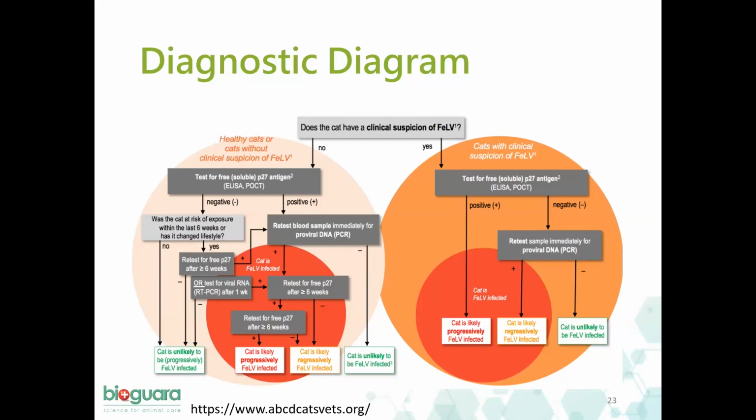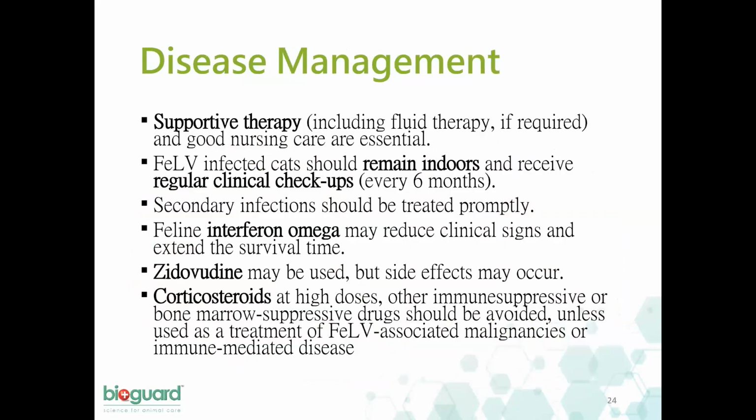So for the disease management, supportive therapy, including fluid therapy if required, and good nursing care are essential. FeLV-infected cats should remain indoors and receive a regular clinical checkup every 6 months. Secondary infection should be treated promptly.